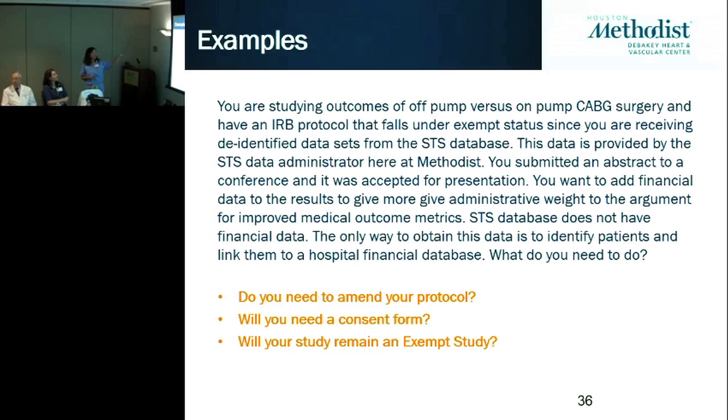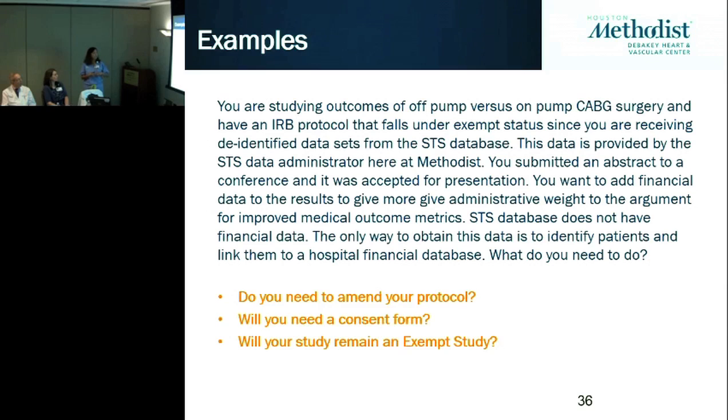So this one is in scenarios of what you would do. You're studying outcomes of off-pump versus on-pump CABG surgery. And this just happened recently, so that's why I'm like, oh, this is a good example. It just happened to me last week. And you have an IRB protocol that falls under the exempt status since you're receiving the de-identified data sets from the STS database. The data is provided by the administrator here at Methodist.